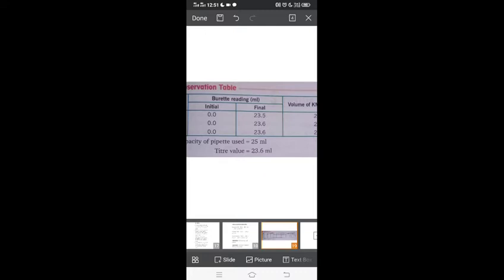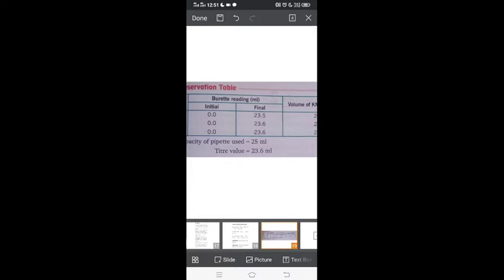You have to perform the titration 3 times. Okay children, so whatever will be your constant reading, that will be your titer value. So here you can see 23.6 is our constant reading, so hence we will use it as our titer value.